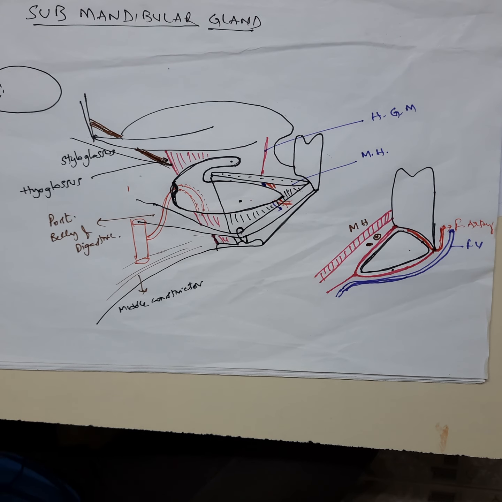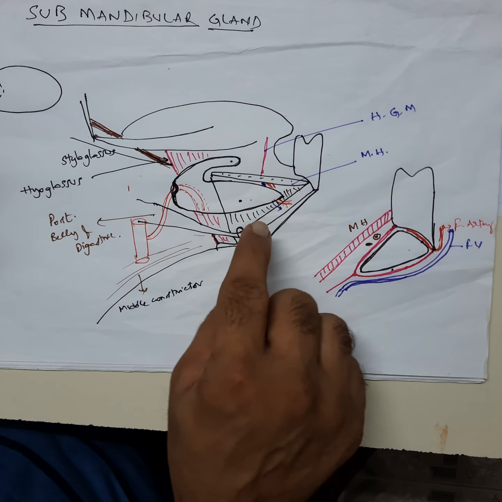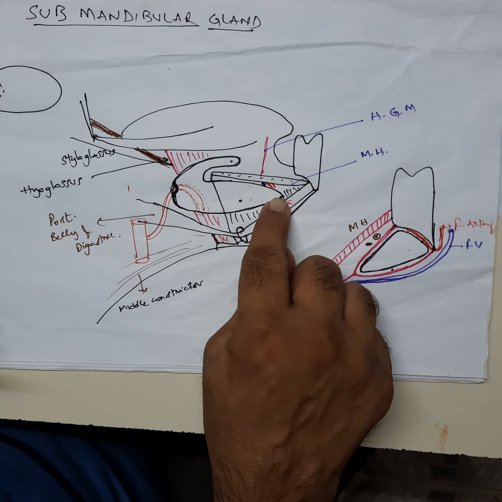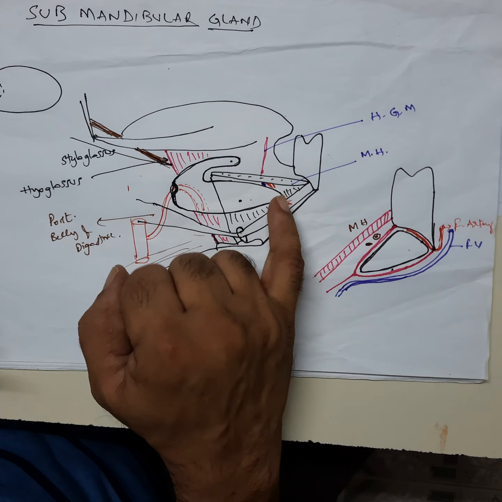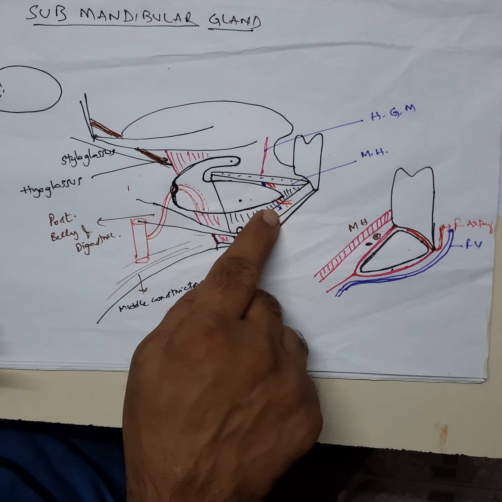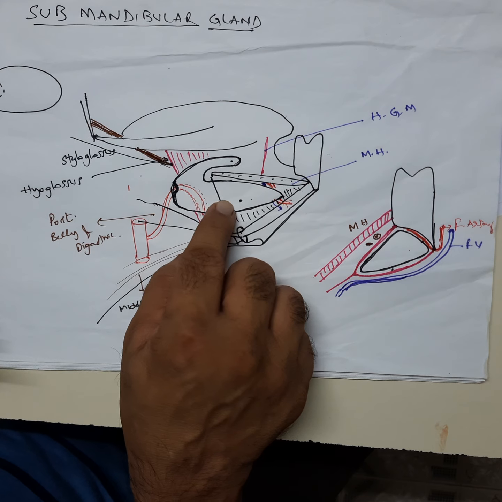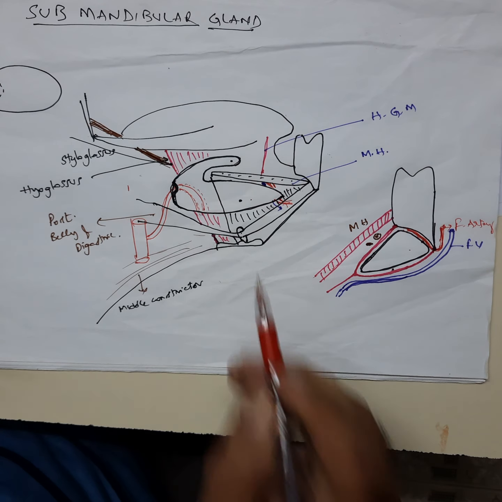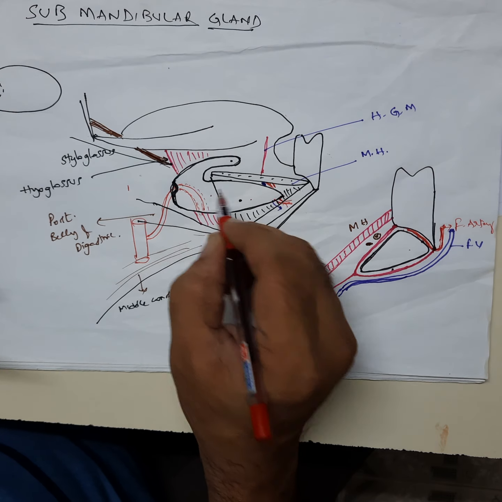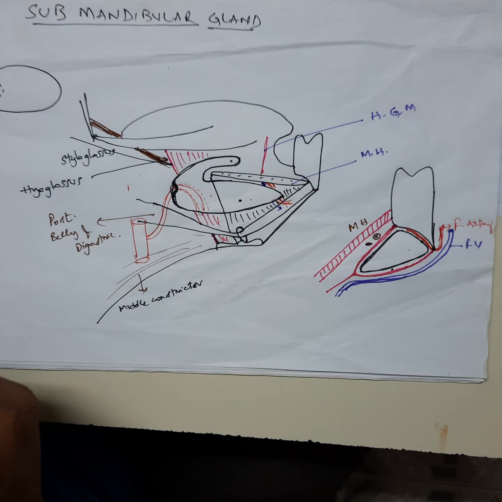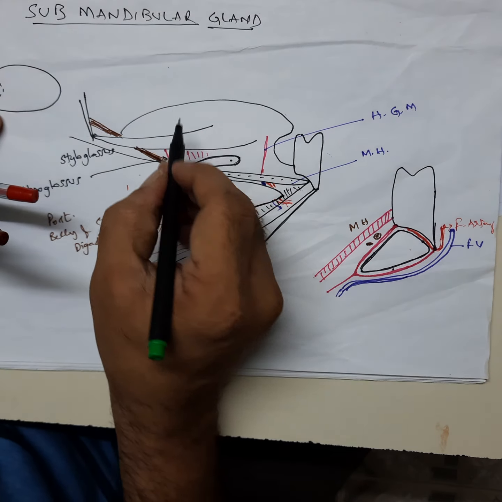Now, if we see the medial relations of this superficial part, at the anterior end it is resting on the mylohyoid muscle and the mylohyoid vessels and the nerve. The middle part is resting on the hyoglossus muscle. This is the hyoglossus muscle, and we have the lingual nerve. The lingual nerve comes from above like this.